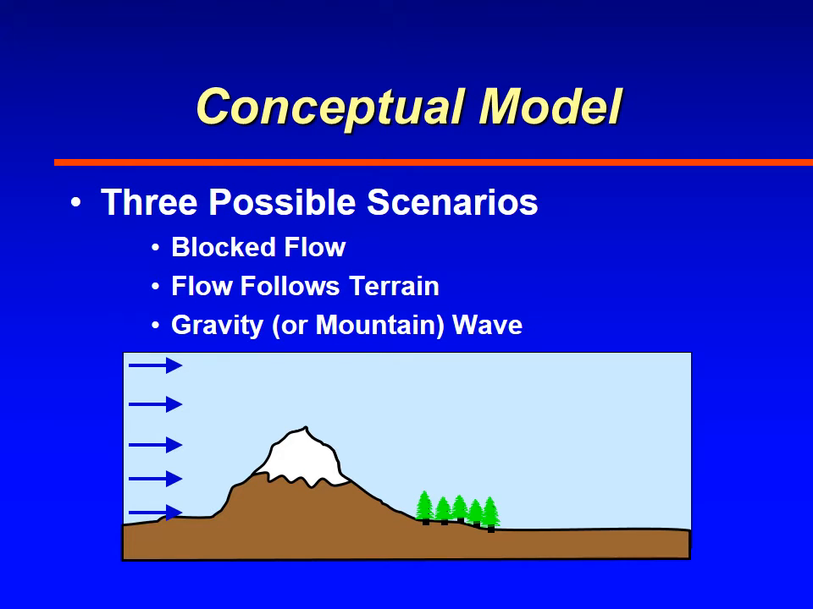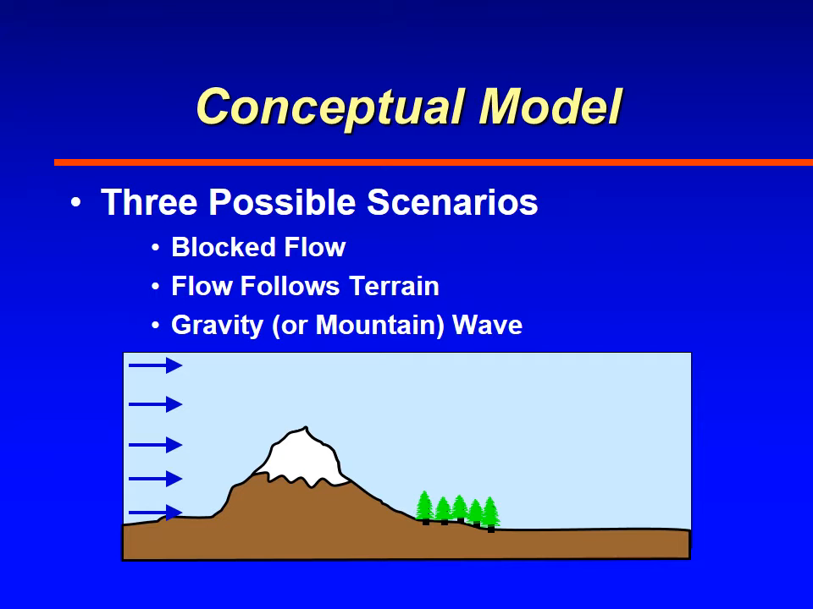So we're going to look at three different flows that can develop over mountainous areas. This is actually a very complex mathematical or atmospheric science theory, but I'm going to try and break it down into these three basic types of scenarios. The first one, block flow, means that the wind approaches the mountains and is blocked. The second one, flow follows terrain, means that it goes over the terrain and comes down on the other side. And finally, the third one, gravity or mountain wave, is where the air starts to oscillate downwind of a mountain.